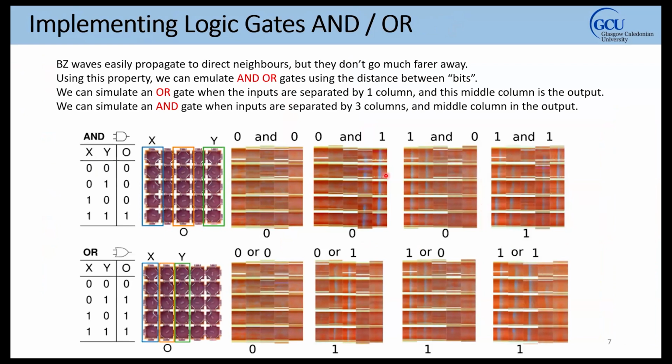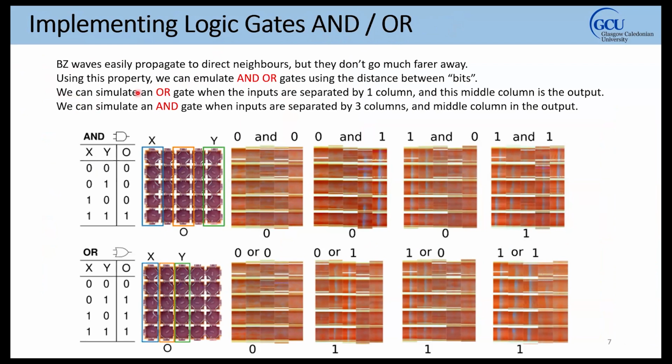So the first thing that we did was to implement logic gates, and in particular, we implemented the AND and OR logic gates. And something that perhaps you could see in the previous videos is that the BZ waves that they are recording on the different cells easily propagate to the direct neighbors, but they don't travel much farther away. So using this property, we can emulate AND or OR gates using the distance between the bits.